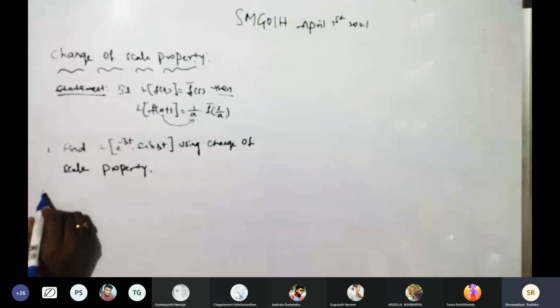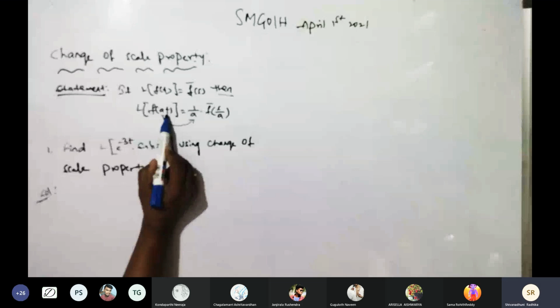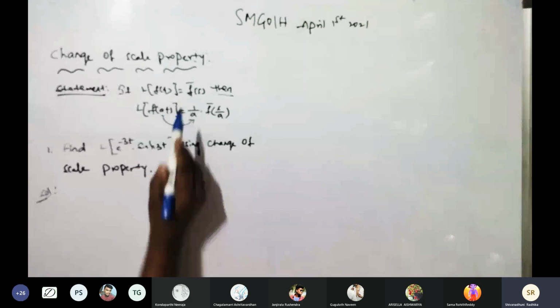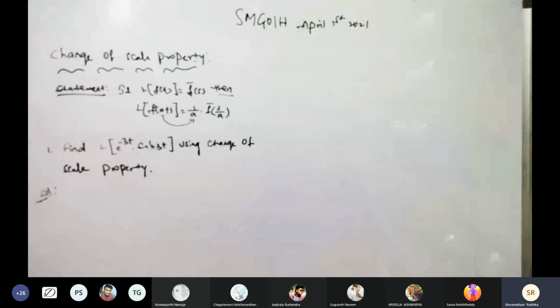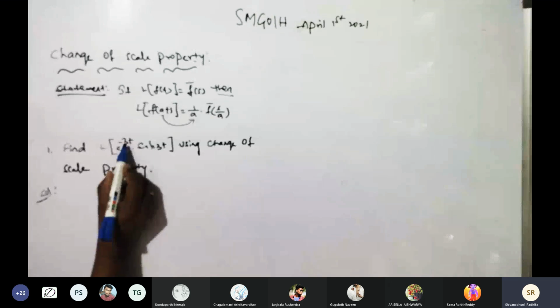Okay, now the solution. Change of scale property means what here? T is multiplied with some constant. In the s, we are going to substitute s by s by a. Now see here, L of e power minus 3t into sin h3t.